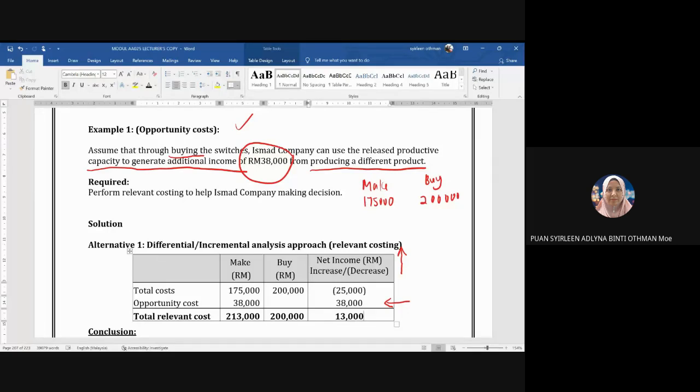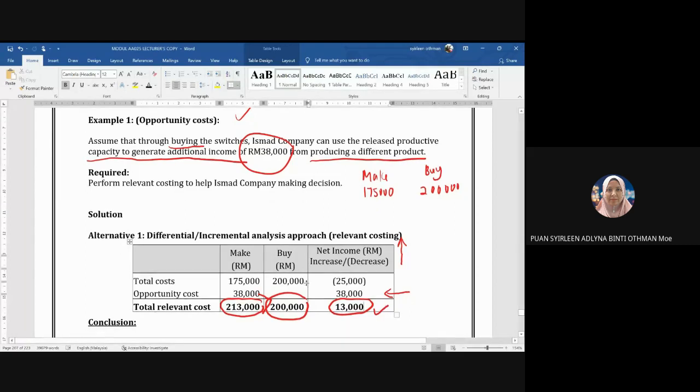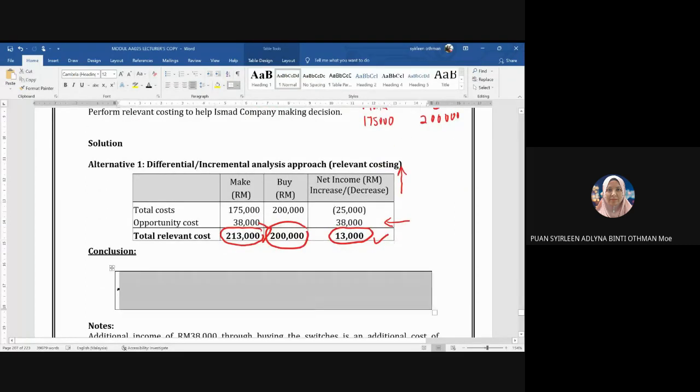So kalau you tengok di sini, if I decided to make, okay, cost yang madam akan tanggung is 213,000. Kalau I decided to buy, okay, cost dia ialah 200,000. So kalau you tengok di sini, jawapan tak sama dengan yang tadi. Sebab tadi is negative, now it's 13,000. So maksudnya, make is greater than buy. Cost yang ditanggung untuk make lebih besar dari buy. So kalau you a good decision maker, I will decide to what? I will decide to buy the switch. Okay, so bila kita buat conclusion, dia akan berubah lah.